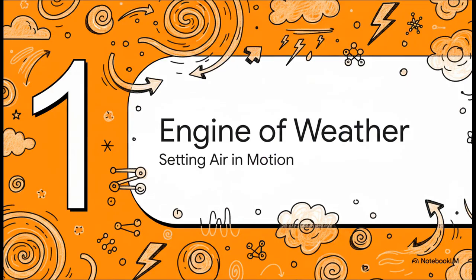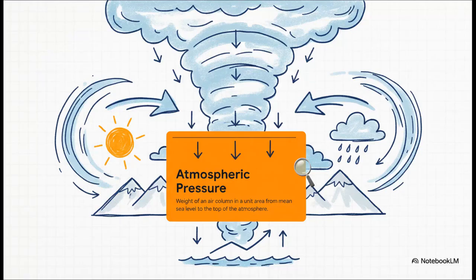All right, part 1. The engine of weather, setting the air in motion. To really grasp how this global weather engine gets its ignition, we kind of have to start with the microscopic stuff. We rarely think about the sheer weight of the sky, right? But atmospheric pressure is quite literally the weight of a massive column of air resting right on your shoulders at this very moment. Down here at sea level, that pressure averages around 1,013.2 millibars. But as you go up, the air gets thinner really fast.